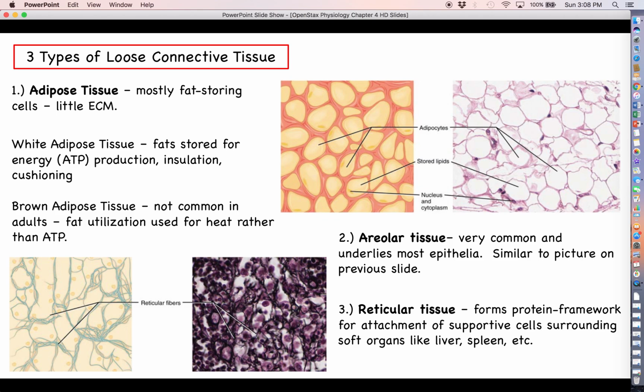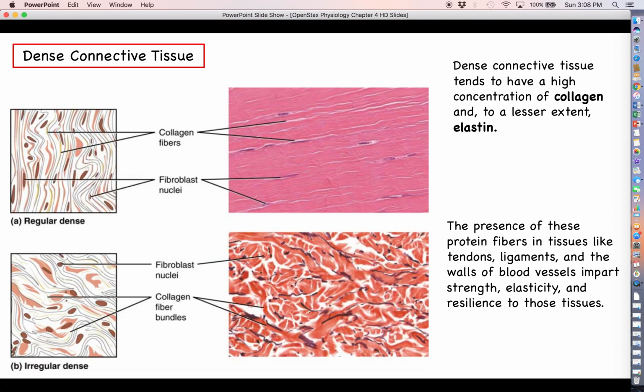It kind of forms a protein meshwork or framework that can attach to the surrounding outside cells of organs like the liver, the spleen, etc.